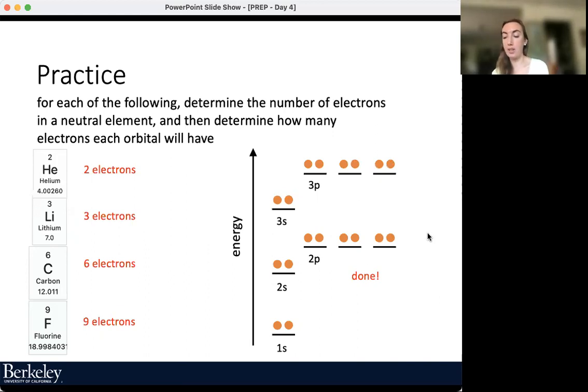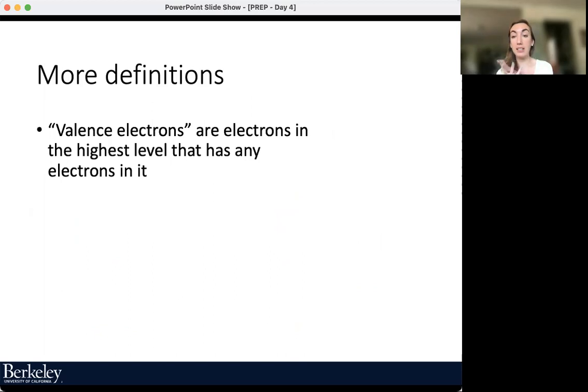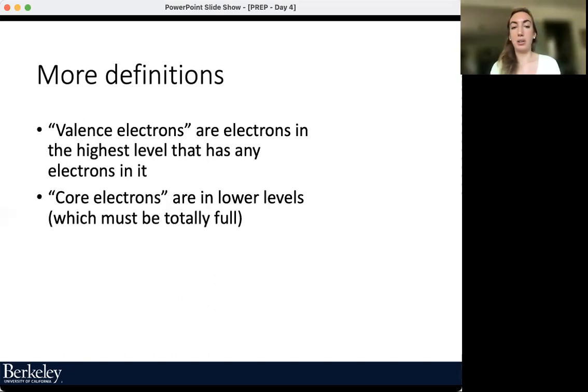Okay. So more words, yay. Valence electrons are electrons that are in the highest energy level that has any electrons in it. Again, I think this is always clearer in examples, but valence electrons are just in the highest energy level that we've started touching at all. And then core electrons are anything else.